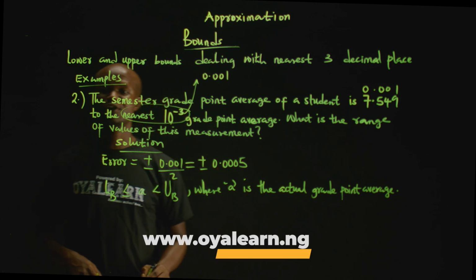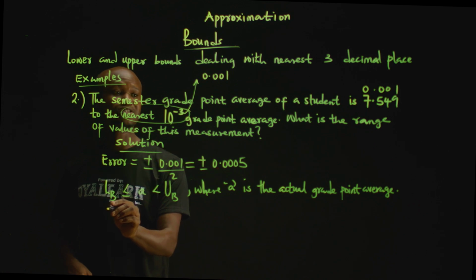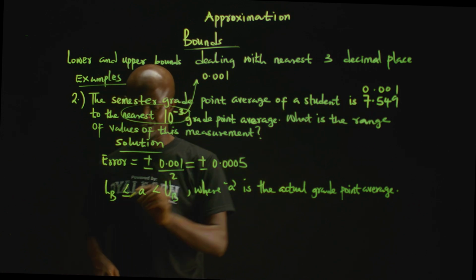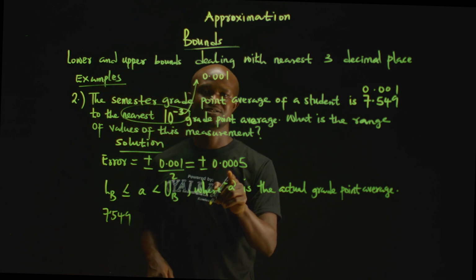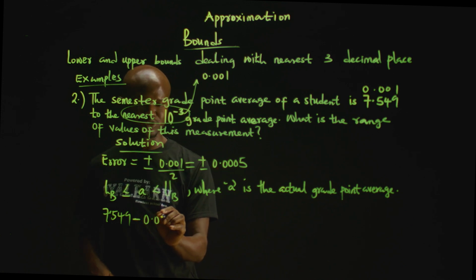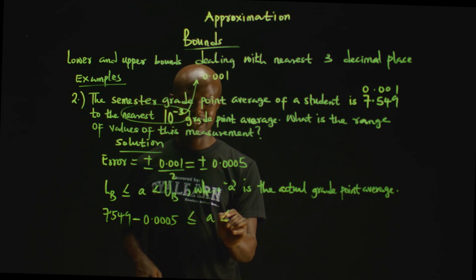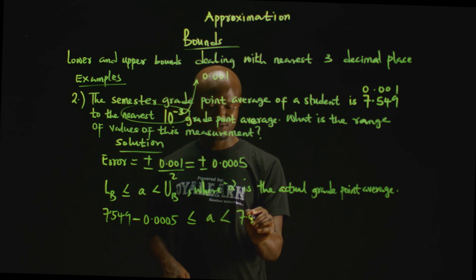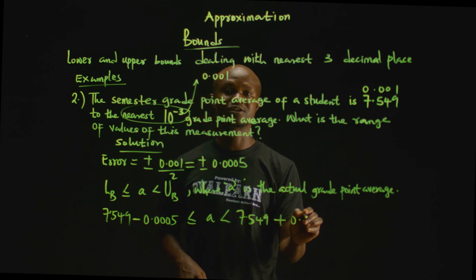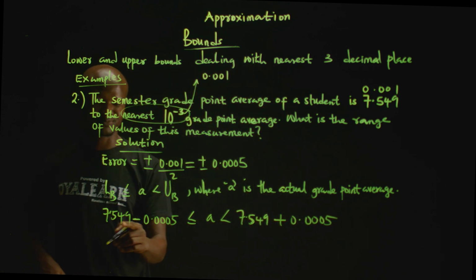Now, for us to find the lower bound, L subscript B, we have the expressed form, which is 7.549, then minus 0.0005, less than or equal to A, then less than U subscript B, which is 7.549 plus 0.0005. Now, when you take away this from this, what do we have?